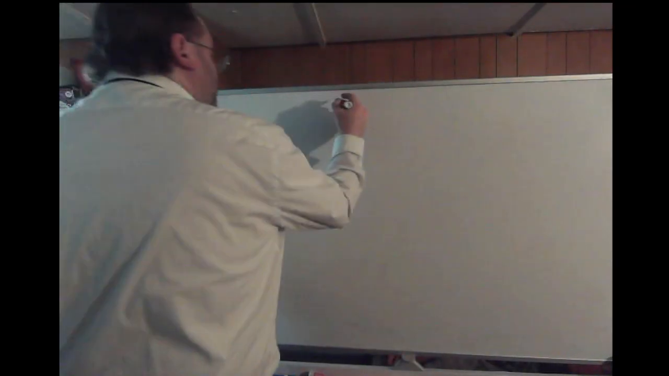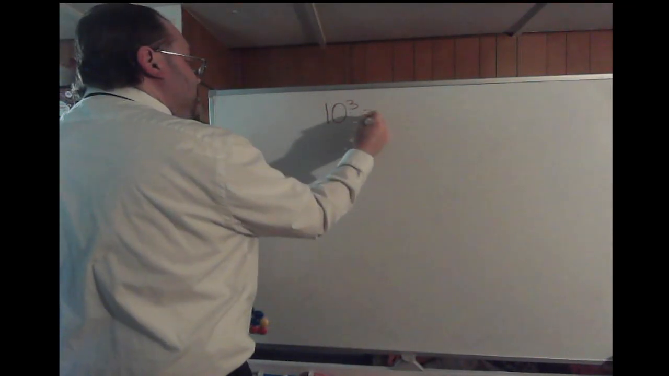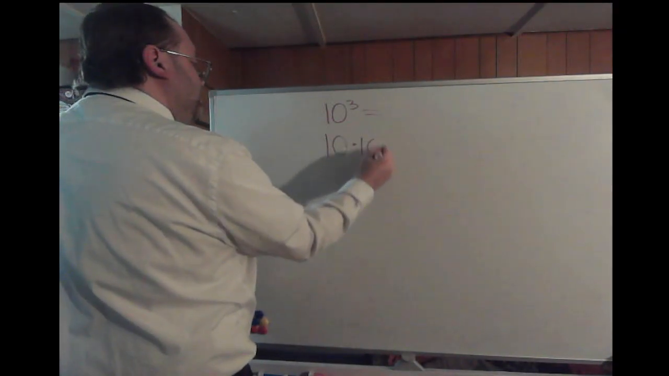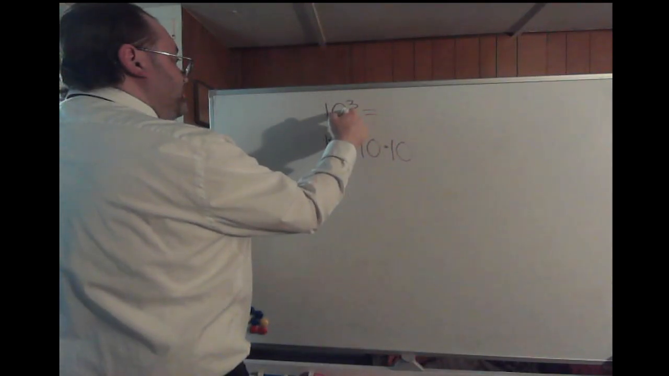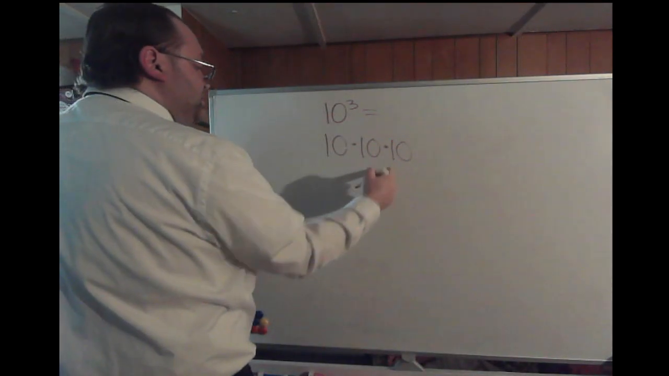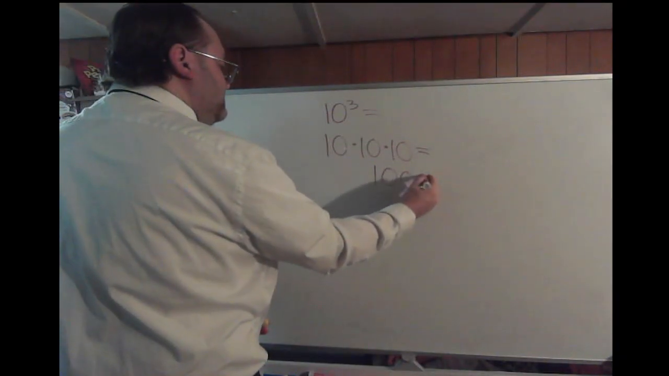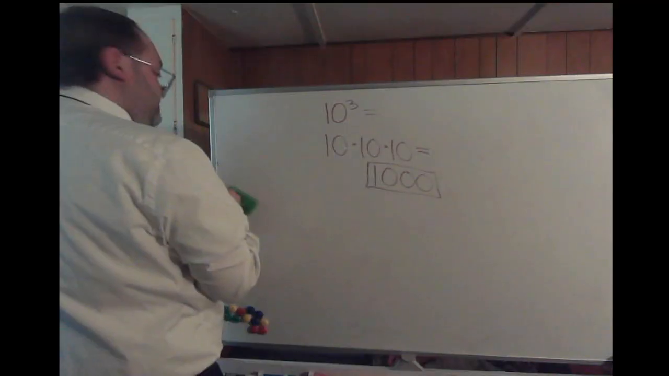Alright, we have 10 to the third. That is equal to 10 times 10 times 10, because that tells you 10 is being multiplied by itself 3 times. So 10 times 10 times 10, which, as we know, would equal 1,000. So 10 to the third equals 1,000.